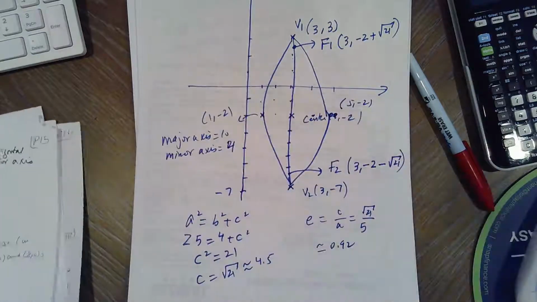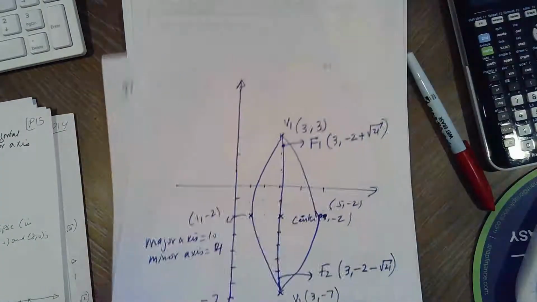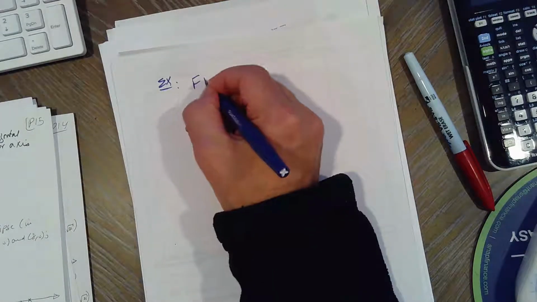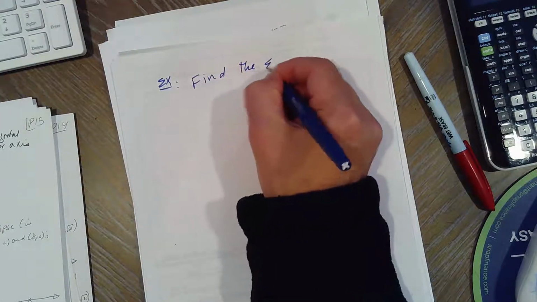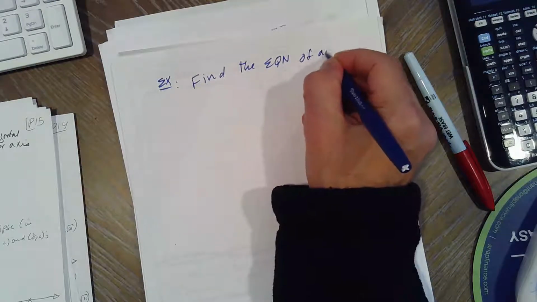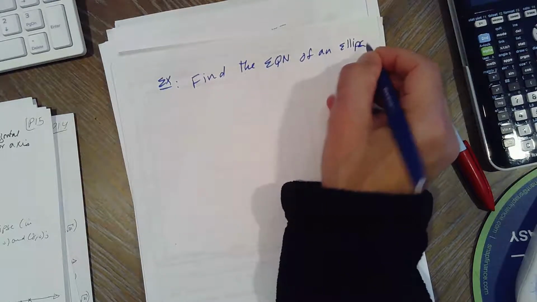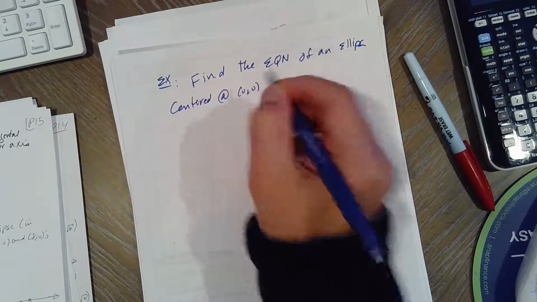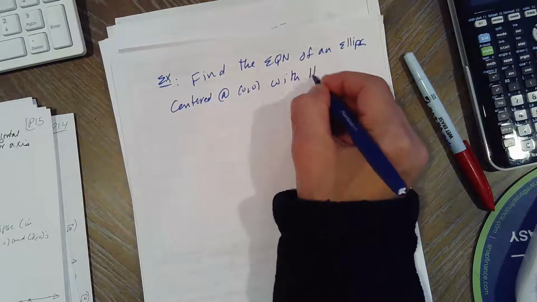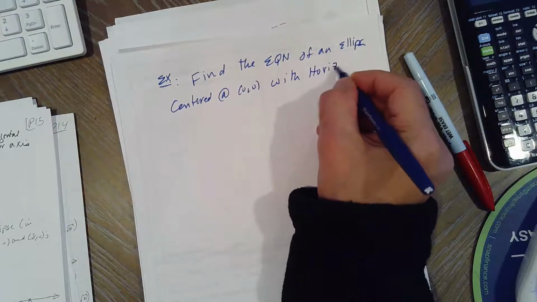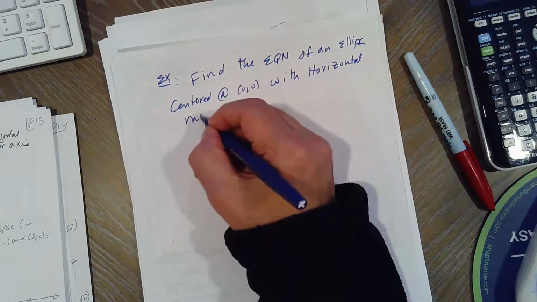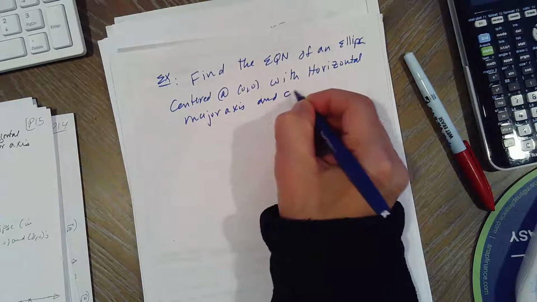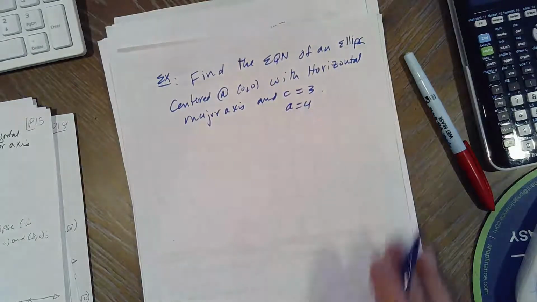Alright, so the next example is finding the equation. Usually we have the equation, so now find the equation of an ellipse centered at 0, 0 with horizontal major axis, and c equals 3, a equals 4.